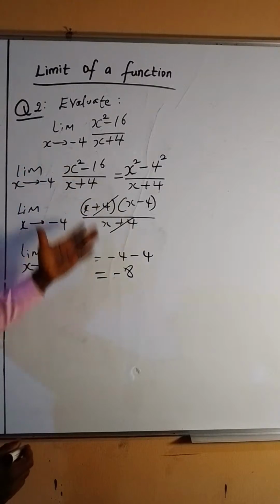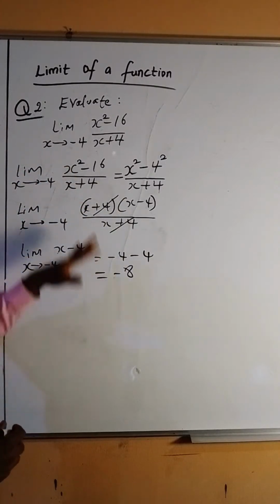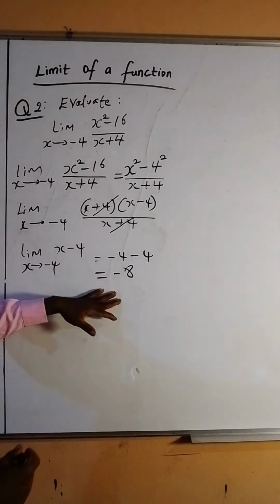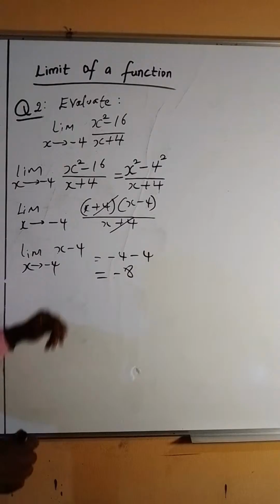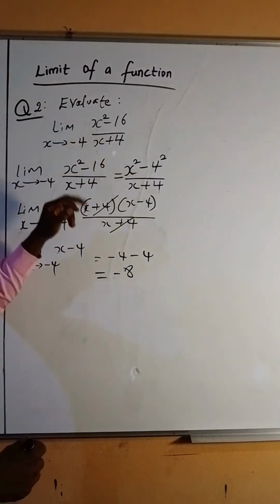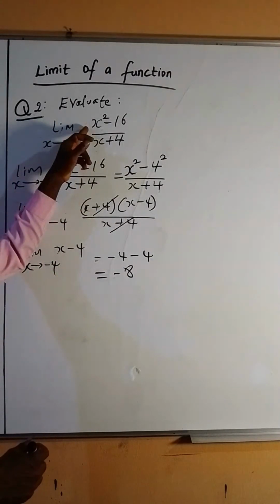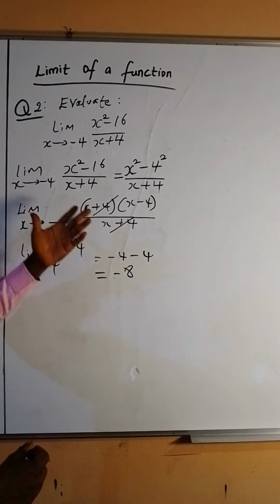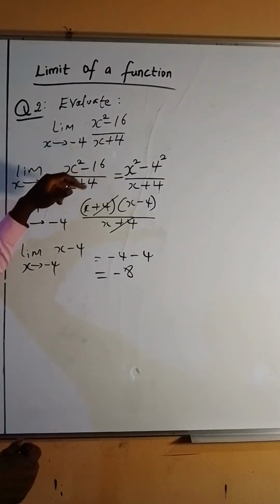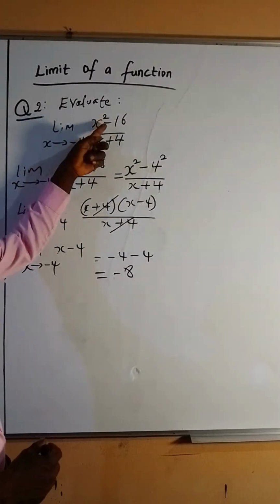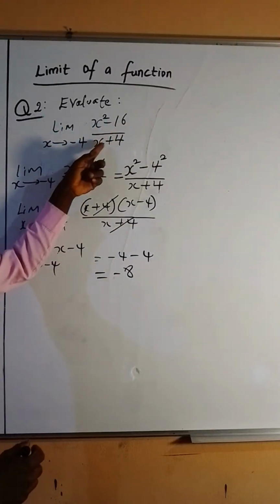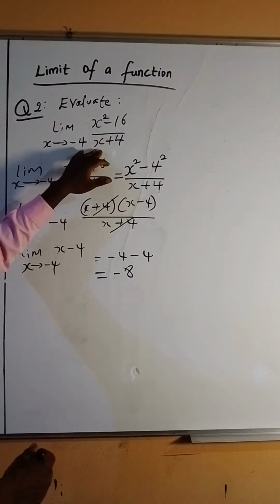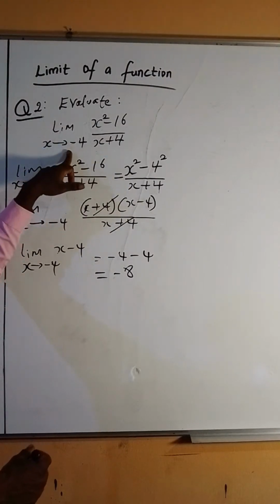This question is quite simple as well, but we need to understand the concept we are dealing with. The concept is this: when dealing with the limit of a function, if it's a fraction, we must reduce it to the lowest term before substituting the given values. Here we have x squared minus 16 divided by x plus 4, and we are told to evaluate it, but we cannot just substitute this value here.